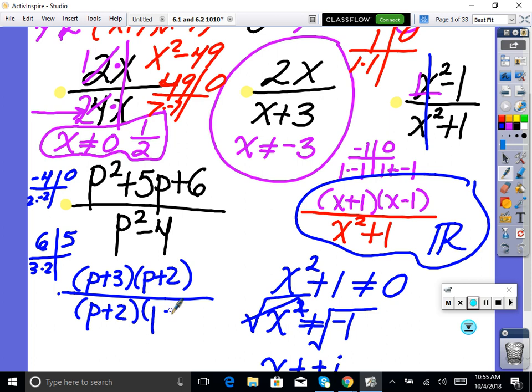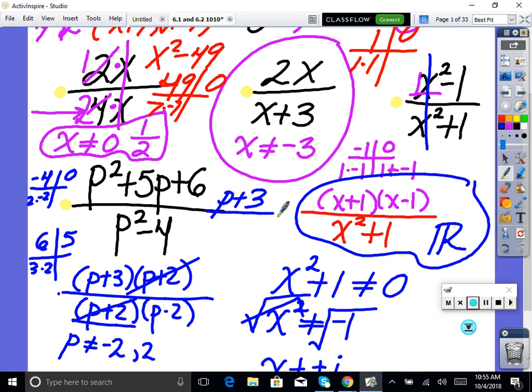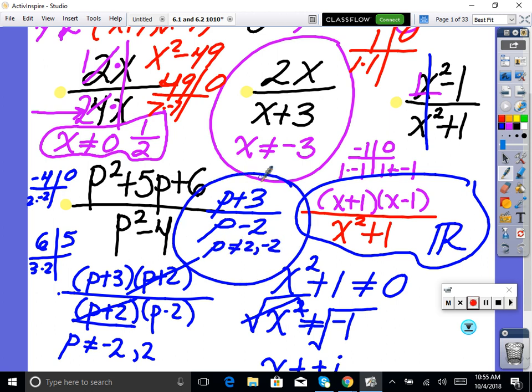You have to restrict before you divide. So our restriction here, p cannot equal what? Negative 2, right? We set it equal to 0 and solve, so that would be negative 2. And then right here our restriction is 2. Now divide out exact factors. So then left on top is our p plus 3, and then left on bottom was p minus 2, and that is our answer as long as p does not equal 2 or negative 2. You restrict before you divide.